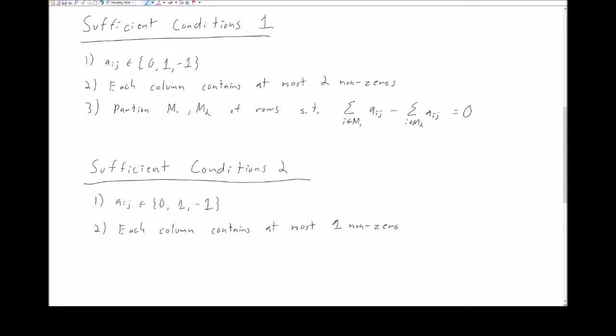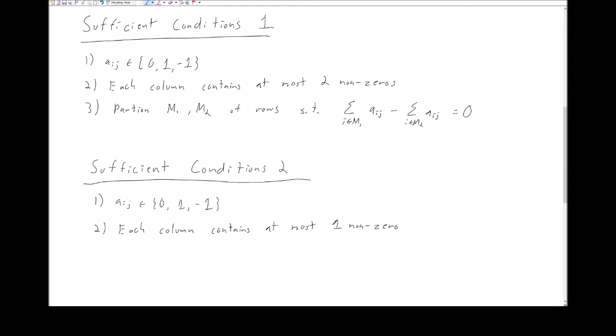To show that a matrix is totally unimodular, it's pretty tedious to go through every submatrix and then compute its determinant. Really, that's just the definition. To show a matrix is totally unimodular, we're going to use two specific types of sufficient conditions. Note that these aren't necessary conditions. That is, a matrix can fail to satisfy these conditions, but still be totally unimodular.